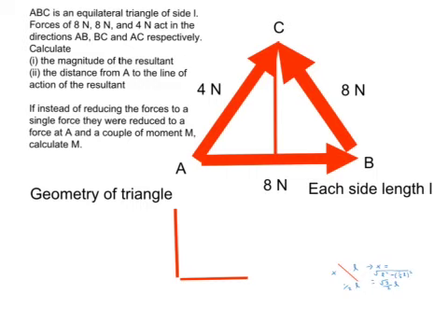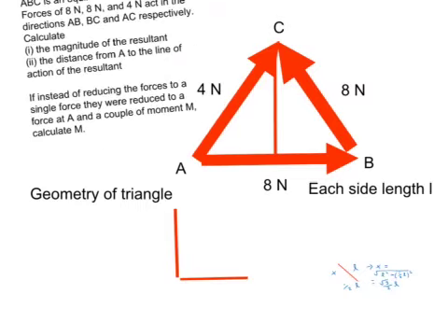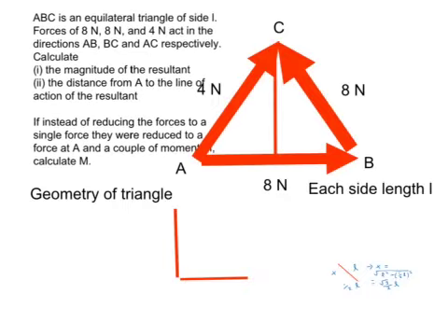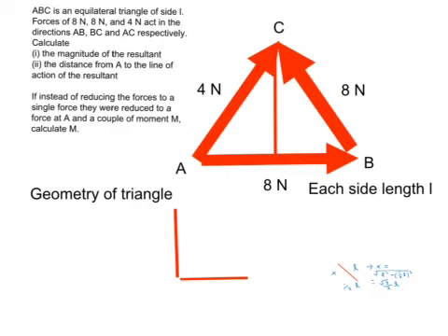ABC, equilateral triangle, side L, forces 8, 8 and 4 newtons in the direction shown. We have to calculate the magnitude of the resultant, then the distance from A to the line of action of the resultant, and then there's a further question here about reducing the forces to a single force and couple. So sticking with the main problem, let's calculate the magnitude of the resultant.